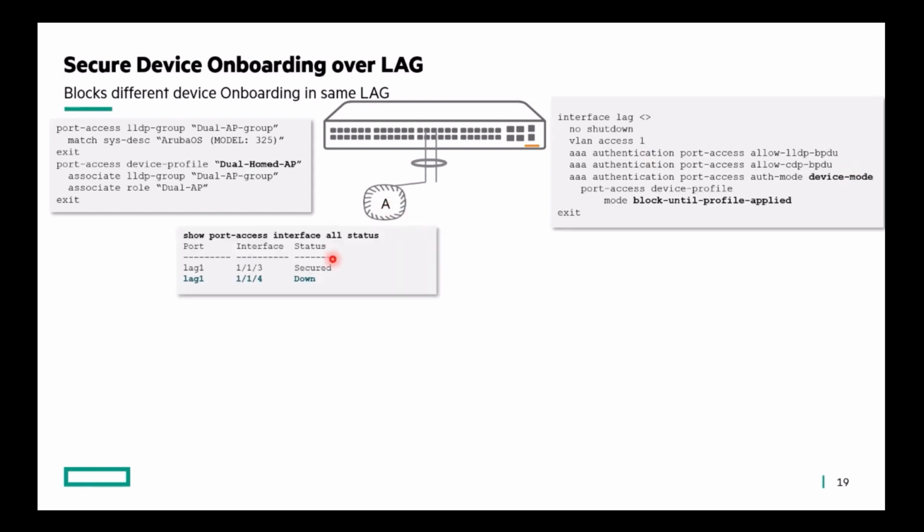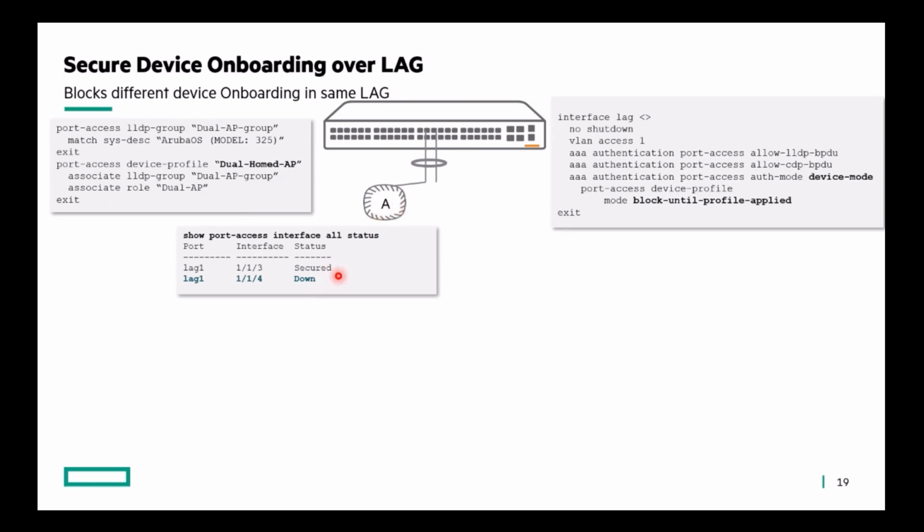Once APA is connected, we could see here the AP is being secured because we have a match: the AP is of model 325 and the LLDP system description correctly matches it, and then it is applied with the role dual AP, so it has been moved to a secure status. Now in the other port of the LAG, I have not connected any AP, so it is in down state.